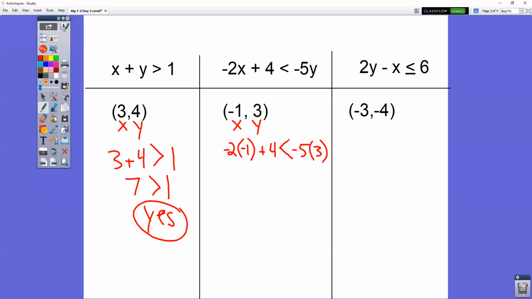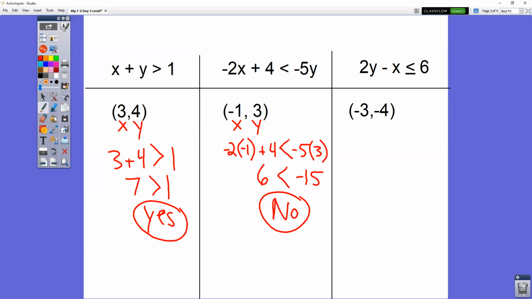So on the left-hand side, I have -2 times -1. That's +2. 2 plus 4 is 6 for that side of the inequality. On the right-hand side, I have -5 times 3. -5 times 3 is -15. Is 6 less than -15? No, it's not. So our answer for this one would be no. If we want to graph this inequality, it would not be in the shaded area.